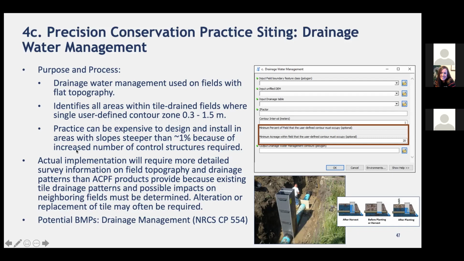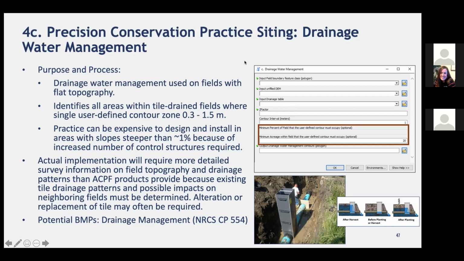Because the practice works best in fields with relatively flat topography, this tool is identifying opportunities within our tile drained fields where the contour zones vary relatively little. So anywhere from 0.3 to 1.5 meters. This is important because for every 0.5 meters approximately of change, we would need an additional gate structure. This practice, I want to say, can be relatively expensive to design and install in areas with slopes that are steeper than 1%, again, because of those increases in control structures.